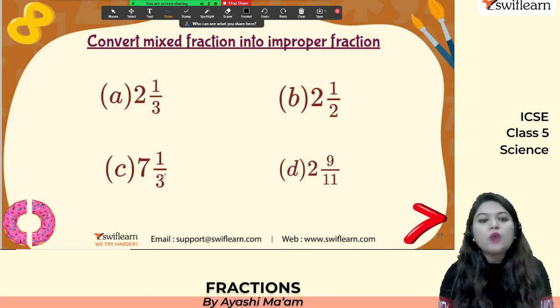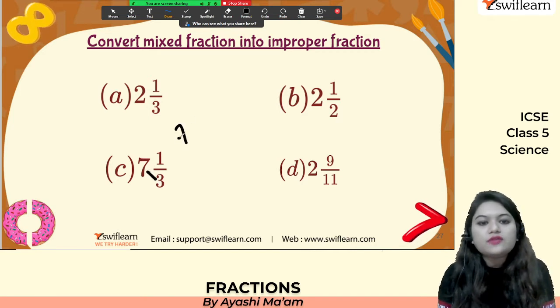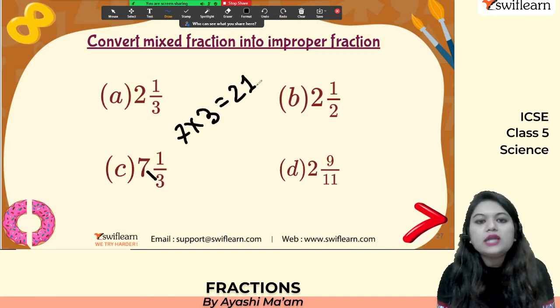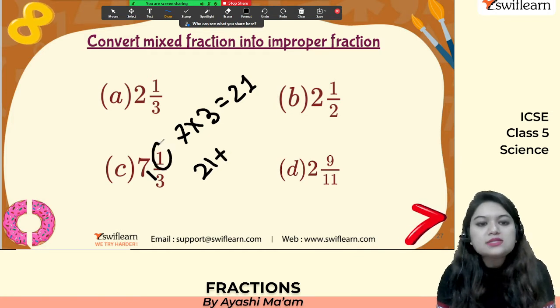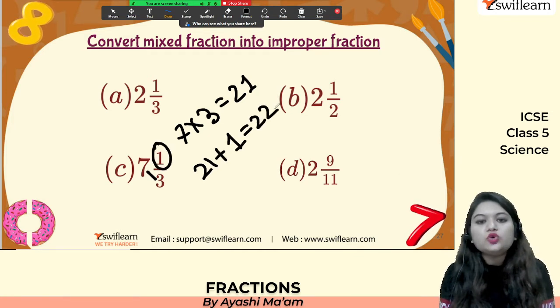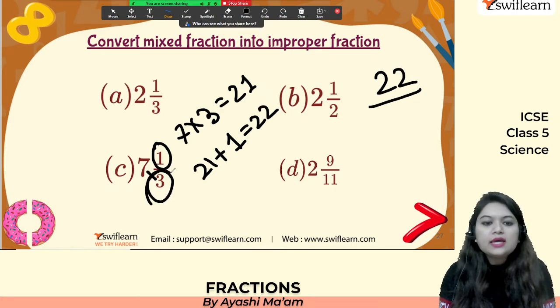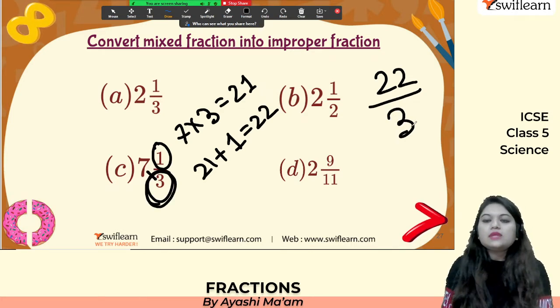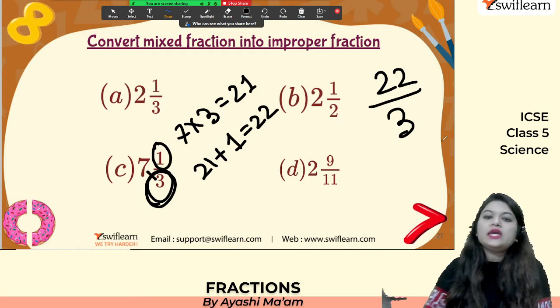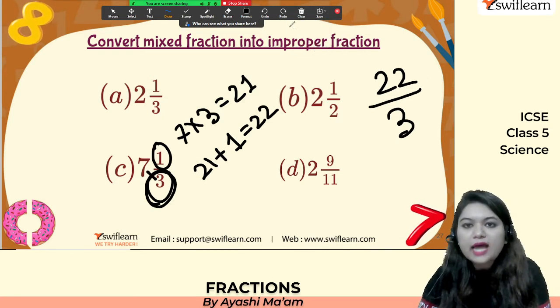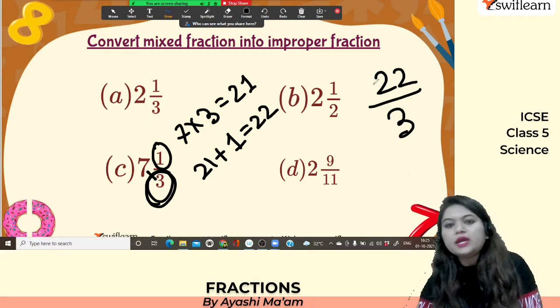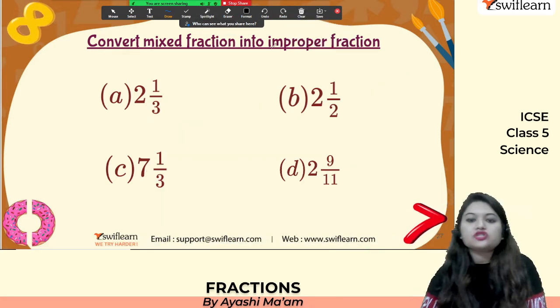Let's solve the third one. We have 7 whole 1 by 3. So first go in this direction. That means 7 into 3. That is 21. And then 21 plus this number at the top. So 22, right? So 22 will be the numerator and 3 is going to form the denominator, right? 3 is going to form the denominator. That is, the divisor is going to remain as the denominator of the improper fraction as well.